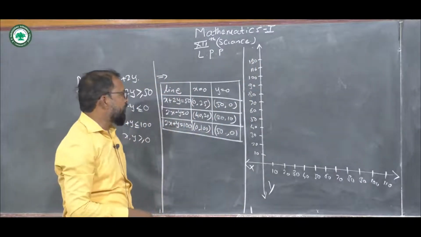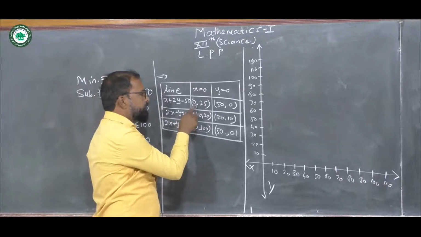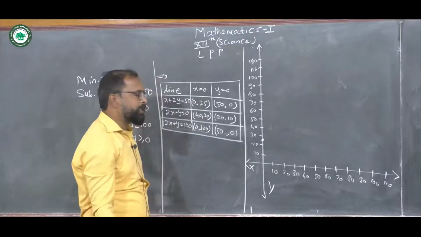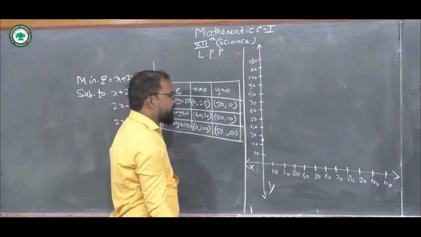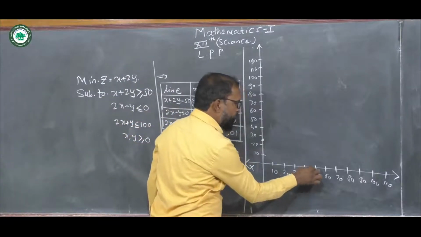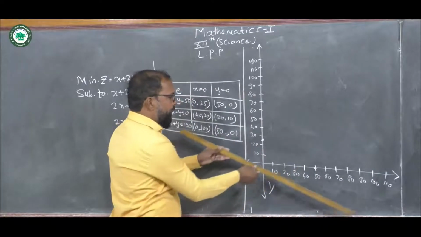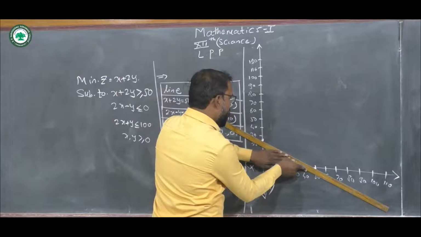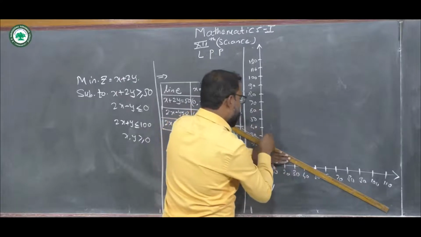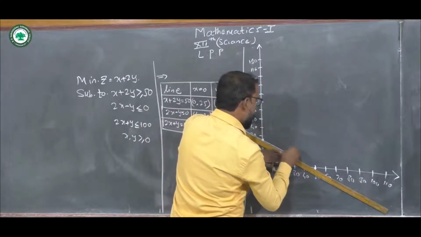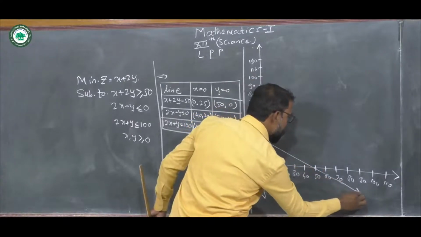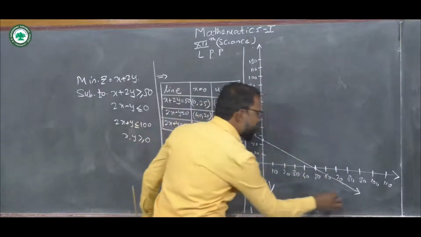Now plotting the first line, the first point is (0, 25), here between 20 and 30, and the second point is (50, 0). Joining these two points, this is the first line.